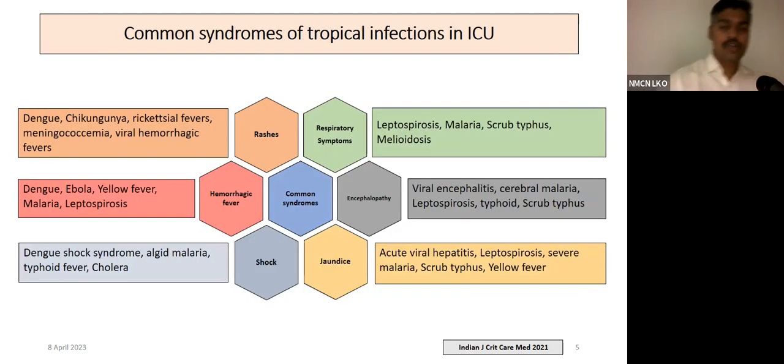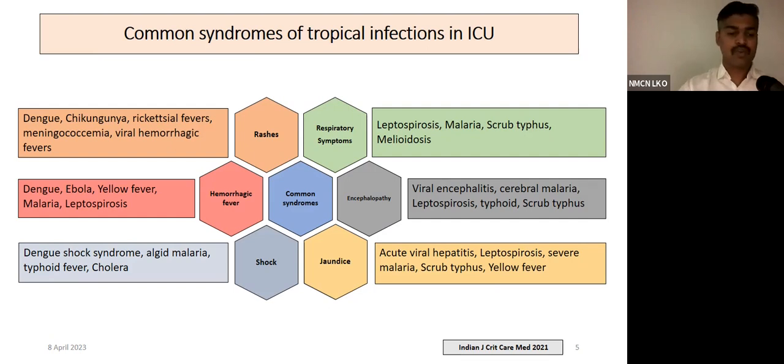So, common syndromes of tropical infection in ICU are: if the patient presents with fever with respiratory symptoms, it can be leptospira, malaria, scrub typhus, or melioidosis. If the patient presents with fever with encephalopathy, it can be viral encephalitis, cerebral malaria, leptospirosis, or scrub typhus. If the patient presents with fever and jaundice, it can be acute viral hepatitis, leptospirosis, malaria, scrub typhus, or yellow fever. If the patient presents with shock, it can be dengue shock syndrome, algid malaria, typhoid fever, or cholera.